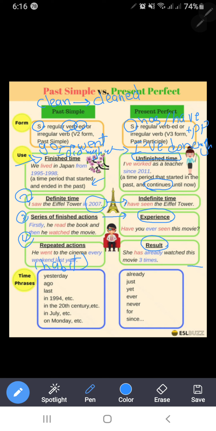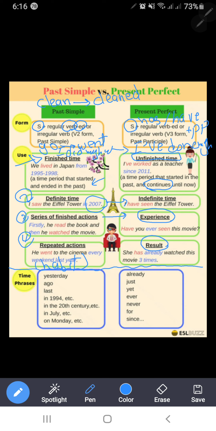The last thing we will talk about after the usage of both the past simple and the present perfect. Number 3, we will talk about the time phrases. Time phrases for each of past simple and present perfect. The time phrases for the past simple, it will be yesterday, ago, last, in 1994, and by the way, any year that happens in the past. In the 20th century, in July, on Monday. And the time phrases for present perfect, already, just, yet, ever, never, for, since.